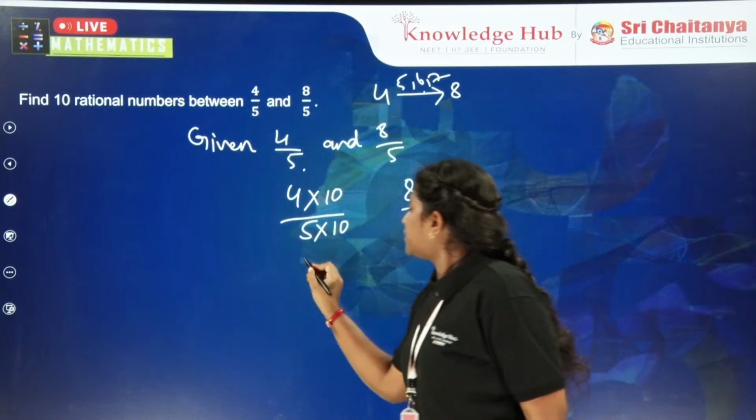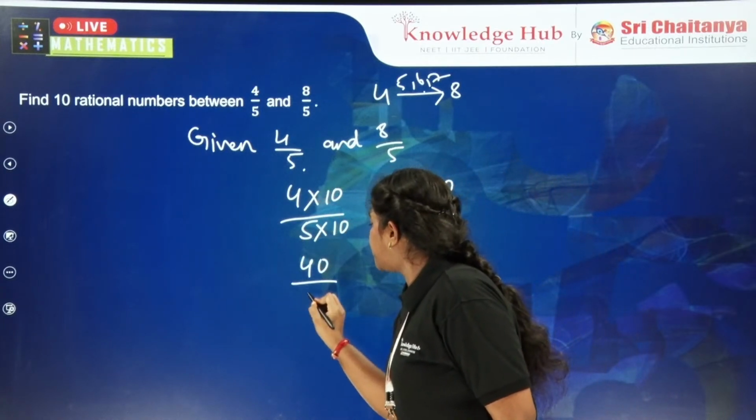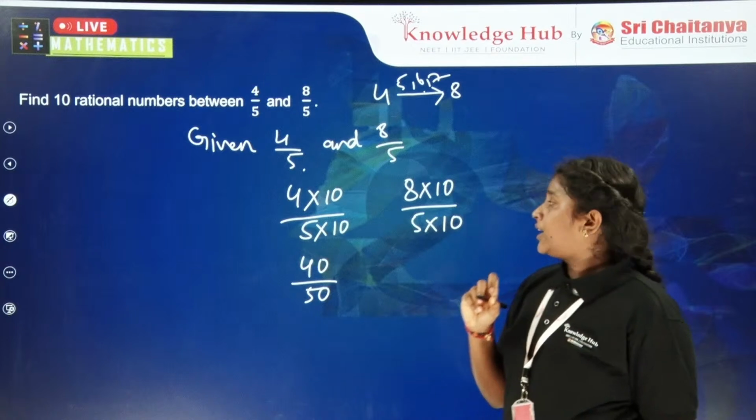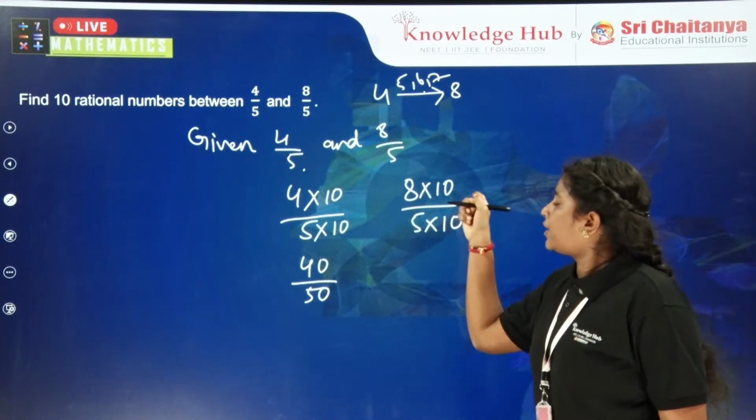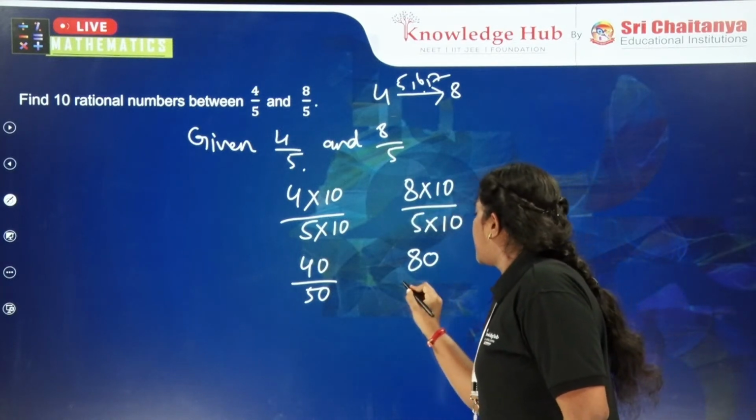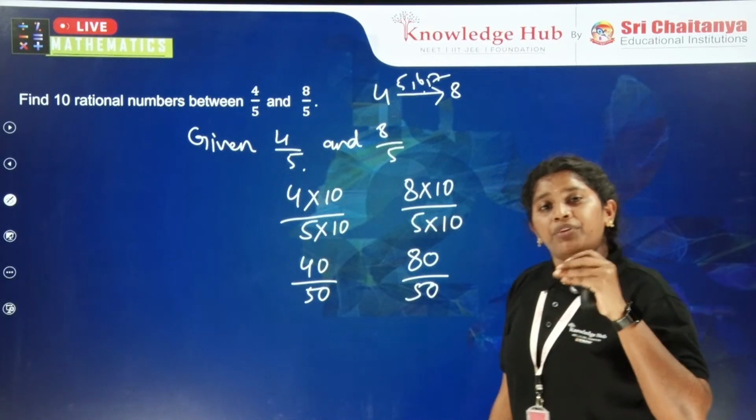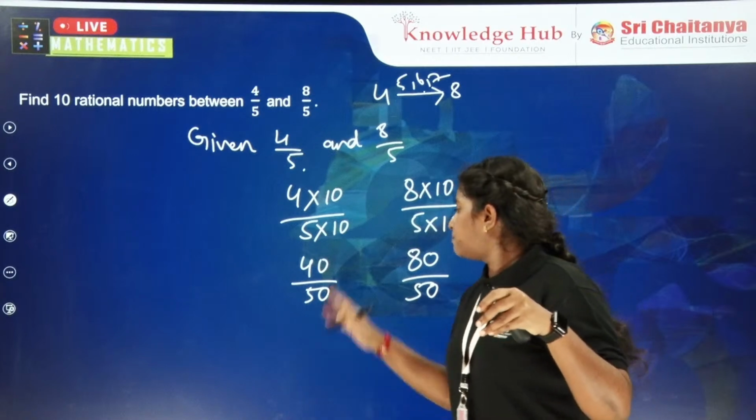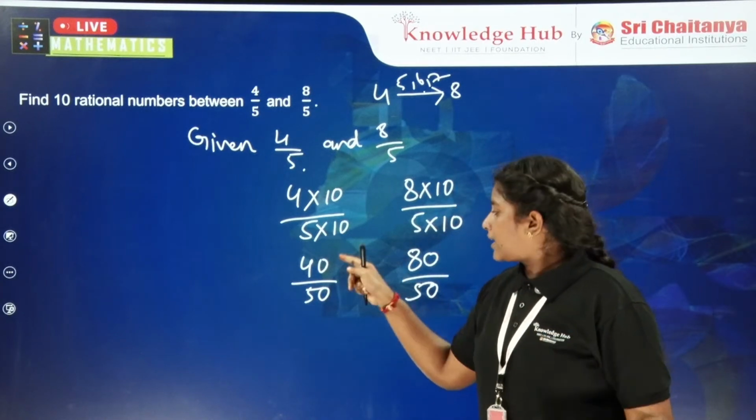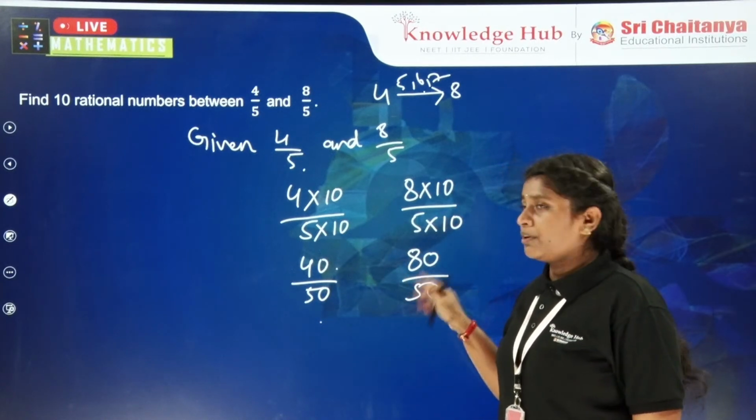So now 4 into 10 will give you 40 by 5 into 10 will give you 50. Now moving to the second rational number, 8 into 10 will give you 80 and 5 into 10 will give you 50. Now simply we can insert the 10 rational numbers between the 40 and 80. That is nothing but your 40 by 50 and 80 by 50.